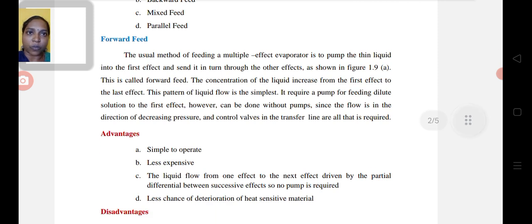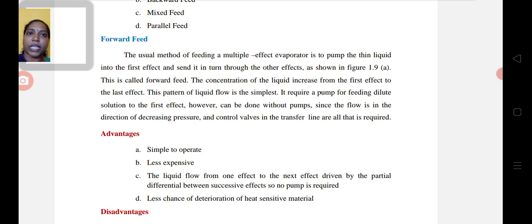While coming to the forward feed, in a multiple effect evaporator, the thin liquid, that is the less concentration liquid, is pumped from the first effect to the last effect. It is called the forward feed. The concentration of the liquid increases from the first effect to the last effect. It may require a pump for feeding of the liquid from the first effect to the last effect, and it also can be done without the pumps because the pressure decreases from the initial to the final one.